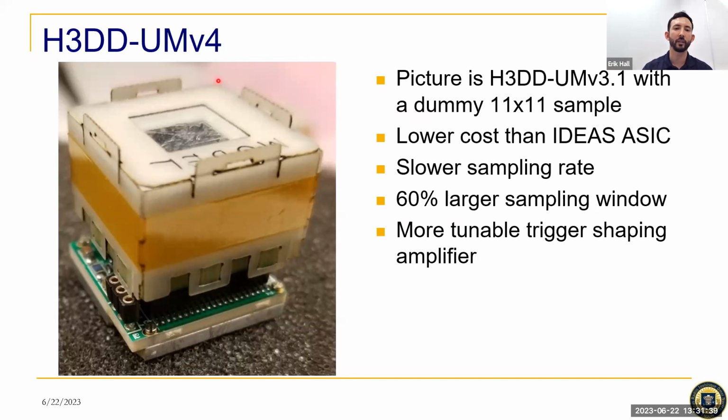Essentially it's a very similar footprint, but different electronics outside of that. This is a dummy 11 by 11 pixel array that we've mounted on it just for size. But because we developed it entirely within our group, it has a lower cost than the Ideas ASIC. It's also been designed with slower sampling rates and a much larger sampling window to help with slower samples like thallium bromide. And the trigger shaper is also much more tunable over a wider range. So it helps us collect more events and stop the event rejection that is happening with the Ideas ASIC.